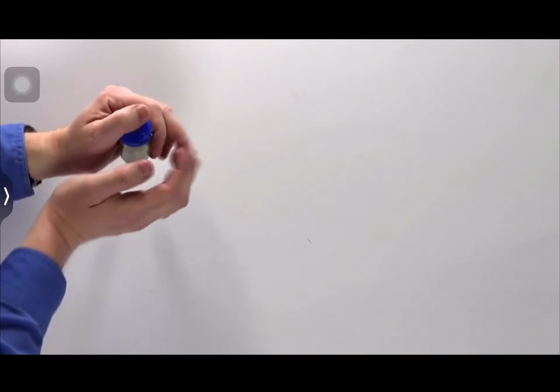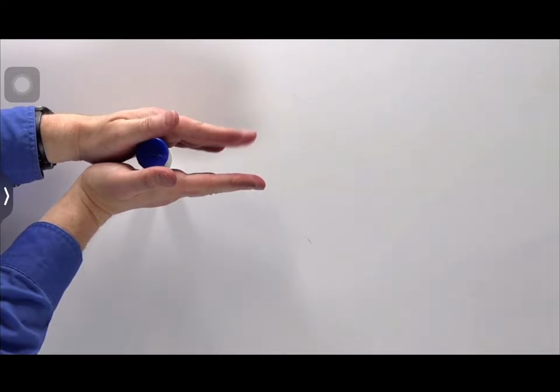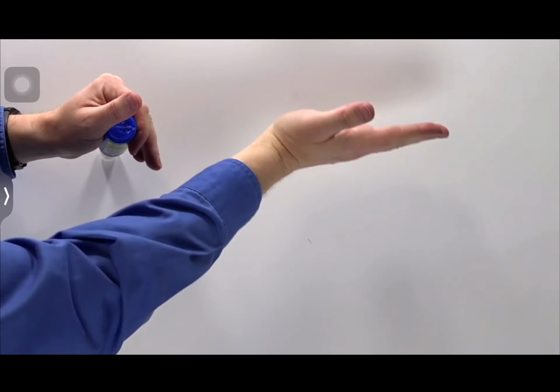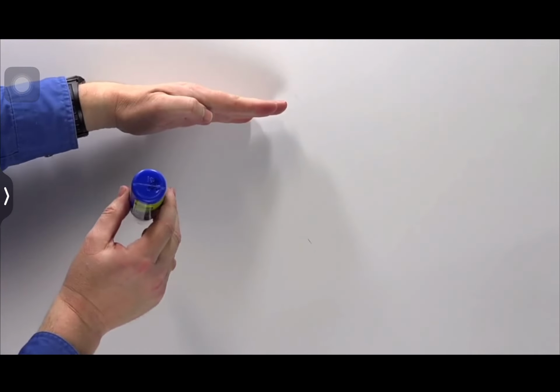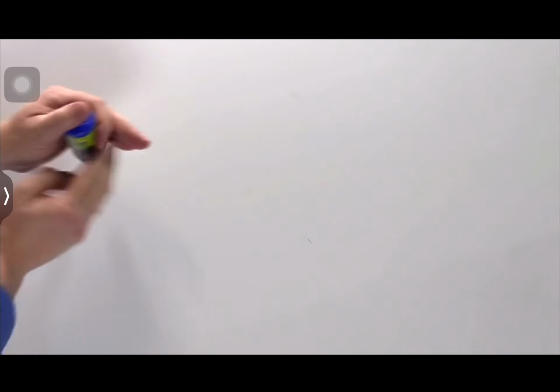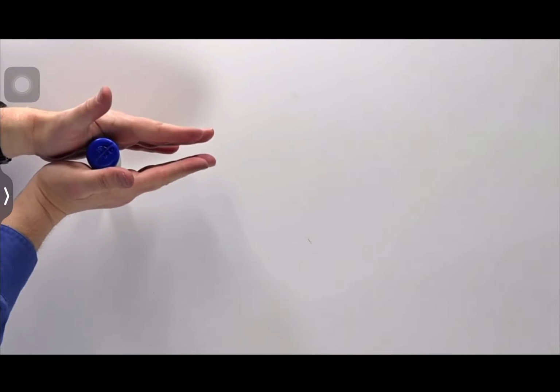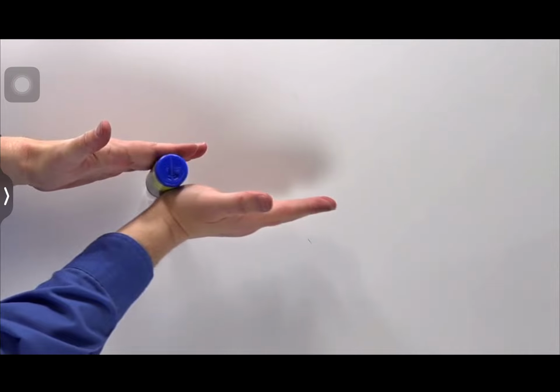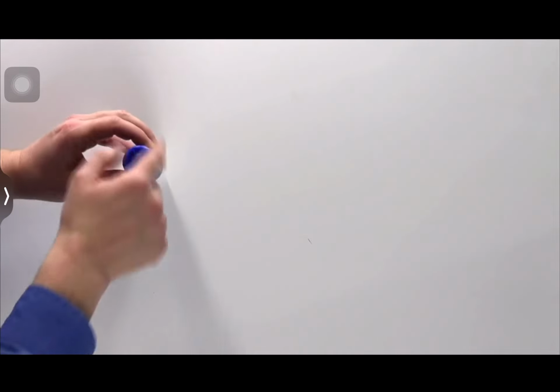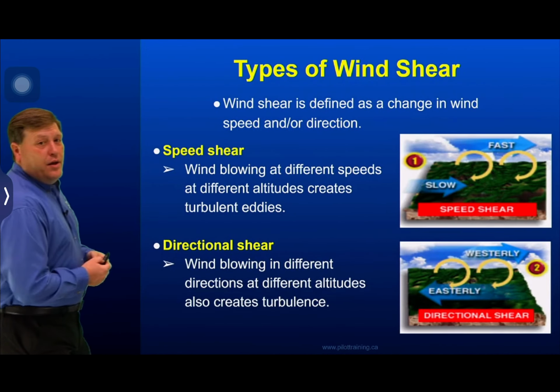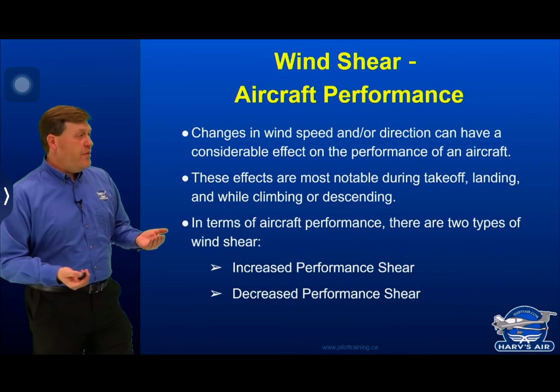I could also have directional shear. And in this case, let's imagine one wind, like my hand, going this way, and the top wind moving this way to the left. So if that's the case, what's going to happen again is there you go. You can see that we have a rotation of the air between those two winds. Okay, so there we go.